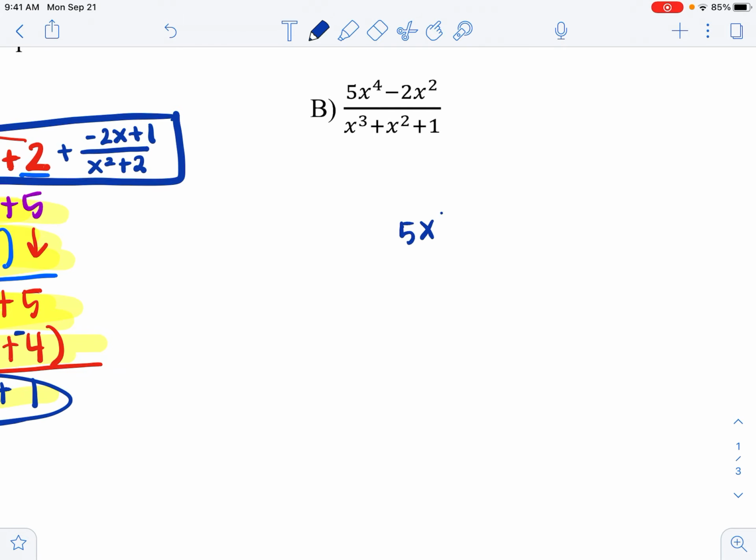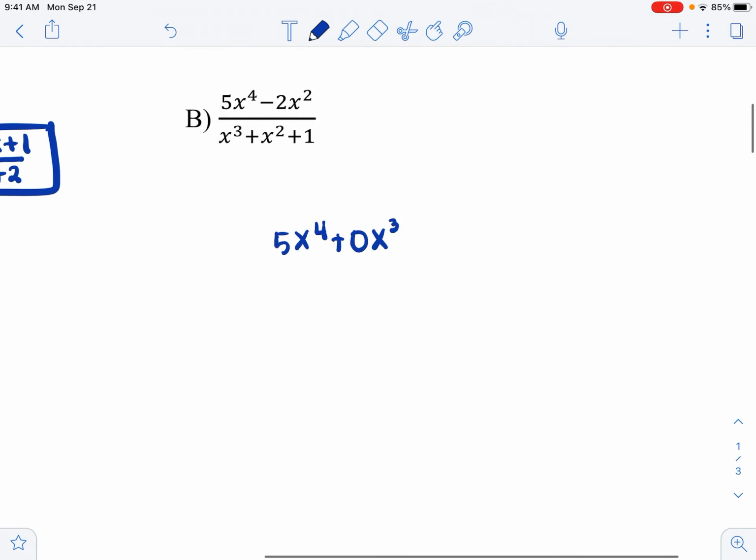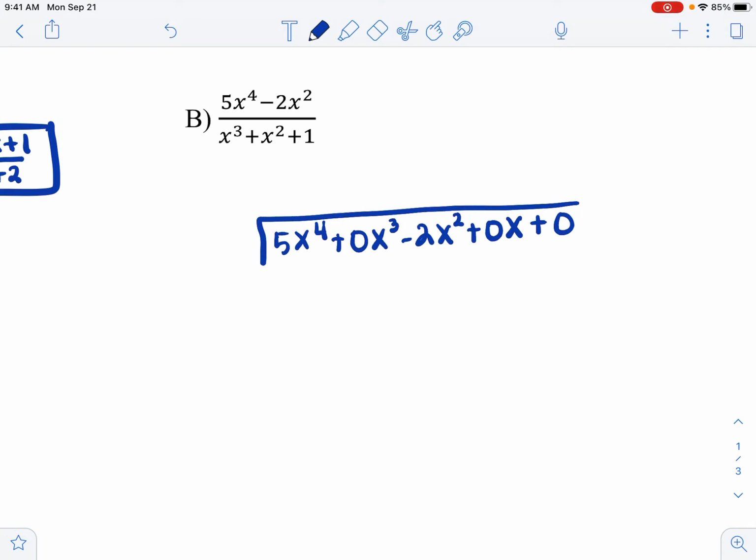Okay, let's try another one. 5x to the 4th. No x cubes, so plus 0x cubes. Minus 2x squared, no x's, and no constants. X cubed plus x squared. Yes, you can put plus 0x if you want, plus 1.